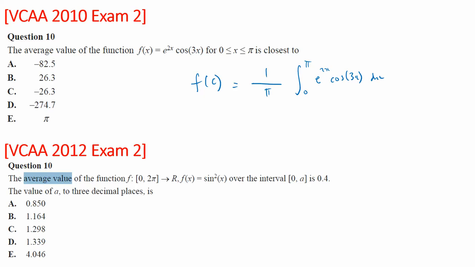You've got 0.4 here. You know the interval is 0 to a, so a minus 0 is a. You know this is 0 to a as well. How do you solve? You go to CAS.